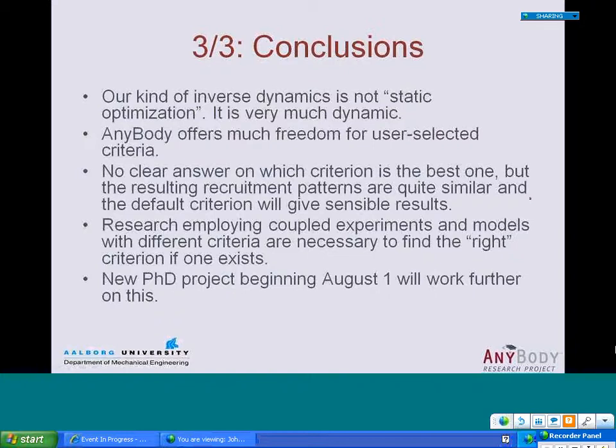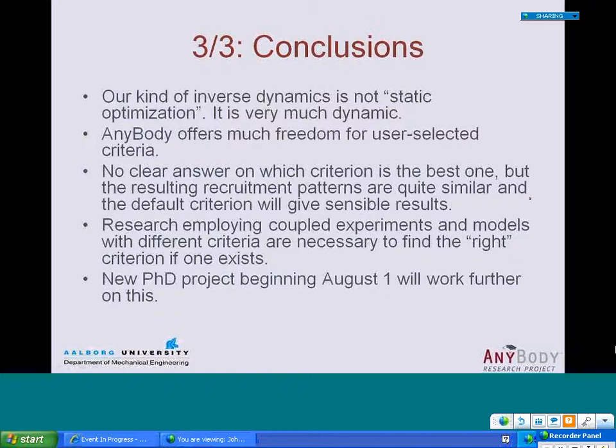AnyBody offers you a lot of freedom for defining your own criterion, and if you don't want to do that, it also offers you a standard criterion, which is a third-order criterion, and that will give you very good results in almost every case that you can try out. From a scientific point of view, there isn't really a clear answer on which criterion is the best one, but the good news is that the resulting recruitment patterns are actually quite similar when you choose reasonable criteria. And by reasonable criteria, I mean the criteria that have a power larger than one.